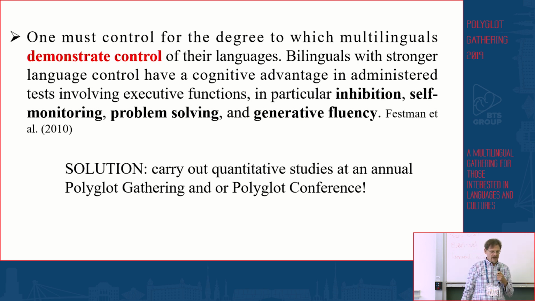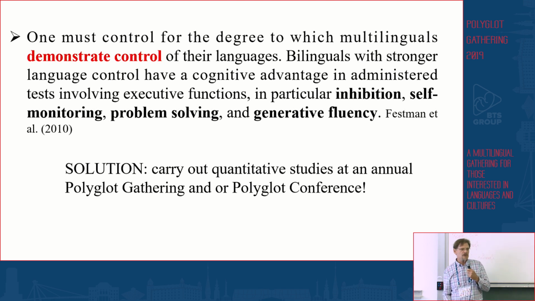You also have to control for the degree to which multilinguals demonstrate control of their languages. Some people are better than others, and we're always better in some circumstances than others. Bilinguals with stronger language control have a cognitive advantage in these tests involving the executive functions, in particular inhibition, like saying the word right is on the left side, but I push the button for right because it says right. Also self-monitoring, watching your performance, problem solving, generative fluency, etc.